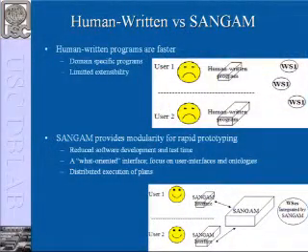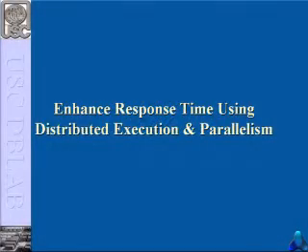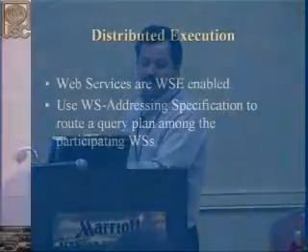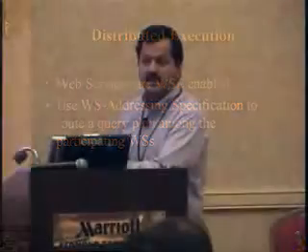In particular, the way the human programmer wrote the join was very smart. It was pretty much a nested loop execution by invocation, and it essentially sped up the program significantly. So the question is how to enhance response time. Agreed, SANGAM is slower, but it has all these advantages out there that we like. And the obvious next question is how can we enhance the response time? And we decided to use distributed execution and parallelism. Again, this was hinted at by the previous speaker as well.